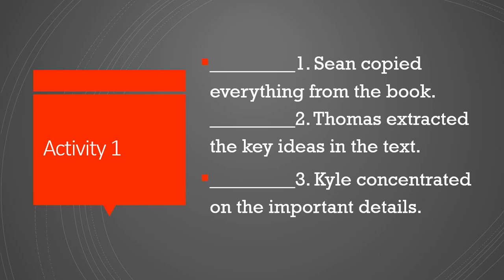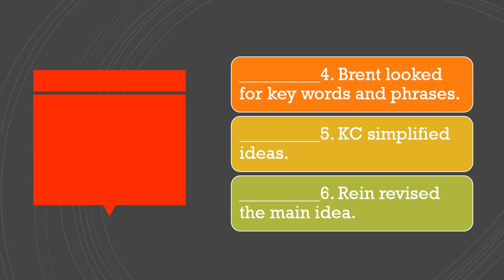So Sean copied everything from the book. Is that good summarizing? Yes or no? You write S or N. Thomas extracted the key ideas in the text. Kyle concentrated on the important details. Brent looked for keywords and phrases. Casey simplified ideas. Rain revised the main idea.